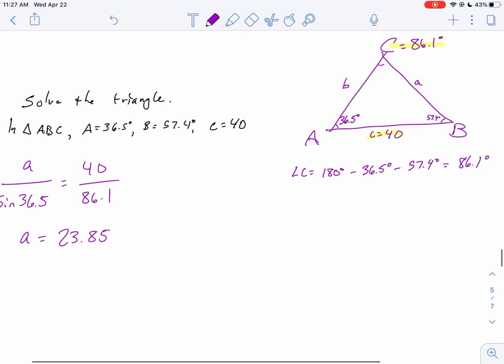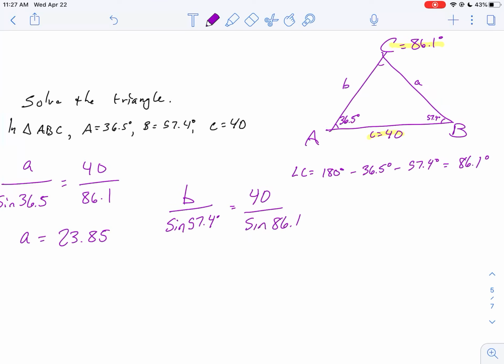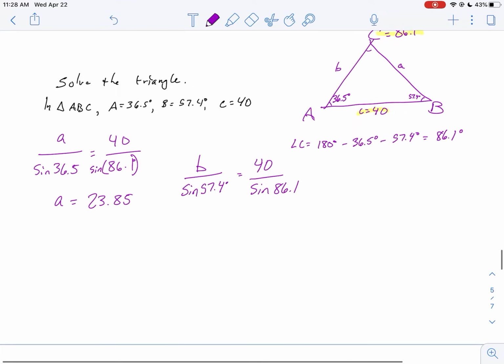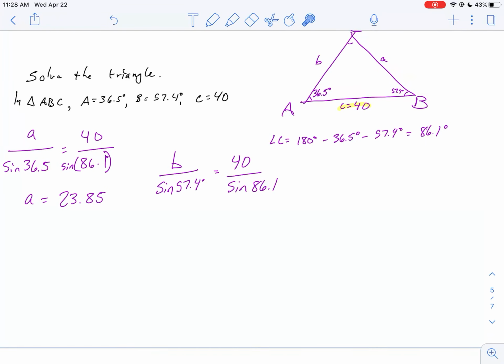Repeat that same process then for little b. We know that little b divided by the sine of 57.4 equals 40 divided by sine of 86.1. I see I made a mistake here. Sorry guys, let's look back at this. I just put 86.1 here. You probably recognize it should be sine of 86.1. That's what I typed in my calculator. For b then, we're going to cross multiply and divide here. We end up getting b is equal to 33.78.